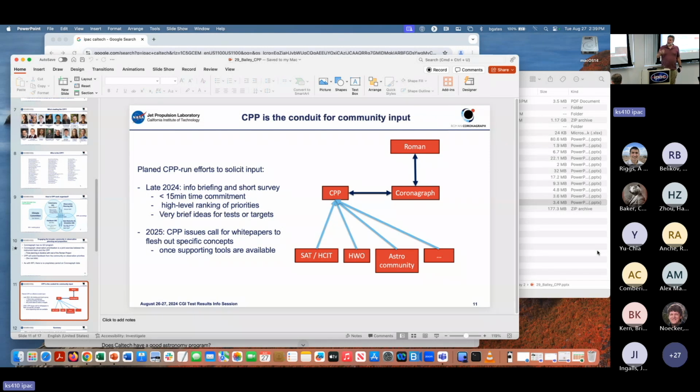This is almost in the same spirit of collecting community input. These aren't white papers or anything like that, not getting to that level. But we'd sure like to hear from this community who's really interested in these results what your thoughts are, what we could do with CGI to prepare for HWO. Who's going to be brave?